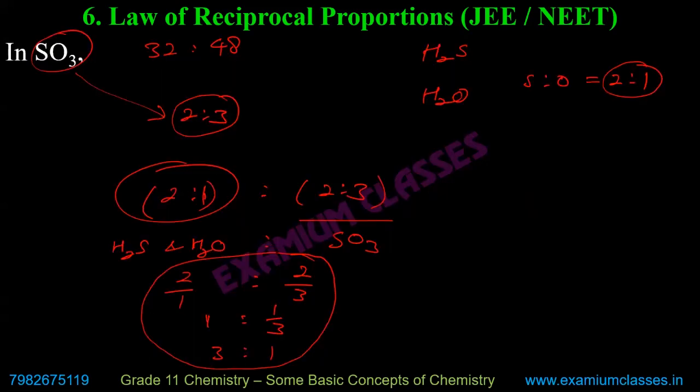And you can notice that I'm always considering one mole. When I say 32 gram and 48 gram, actually I'm considering one mole. In one mole, there will be 32 grams of sulfur and 3 into 16, that is 48 grams of oxygen. Any confusion? Any other confusion? Let me know. No, sir.